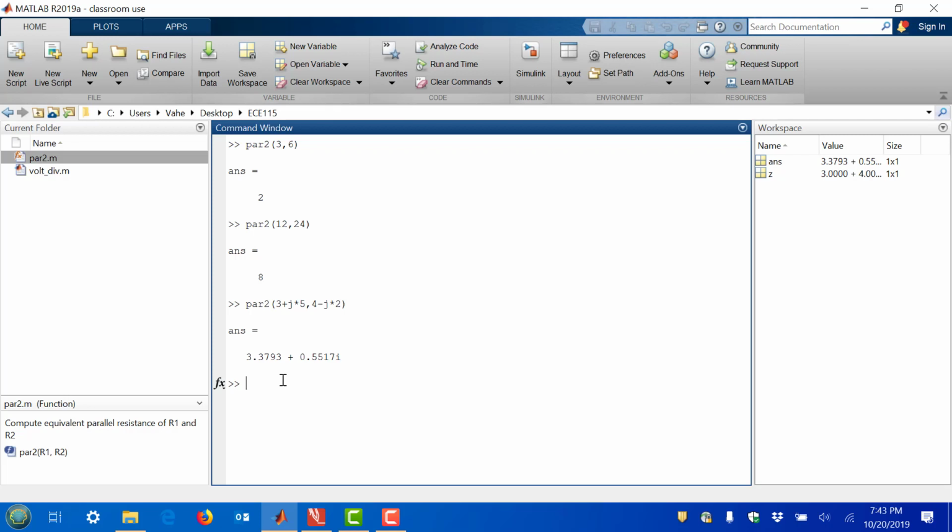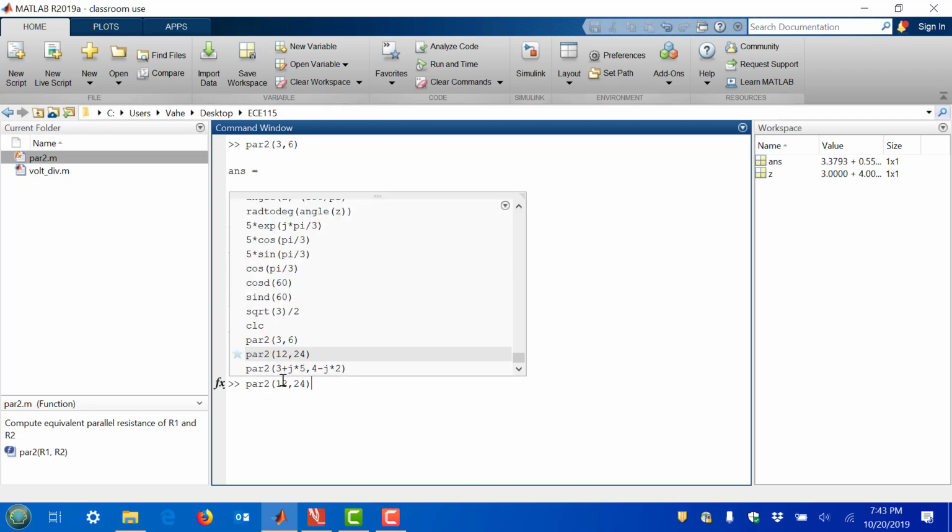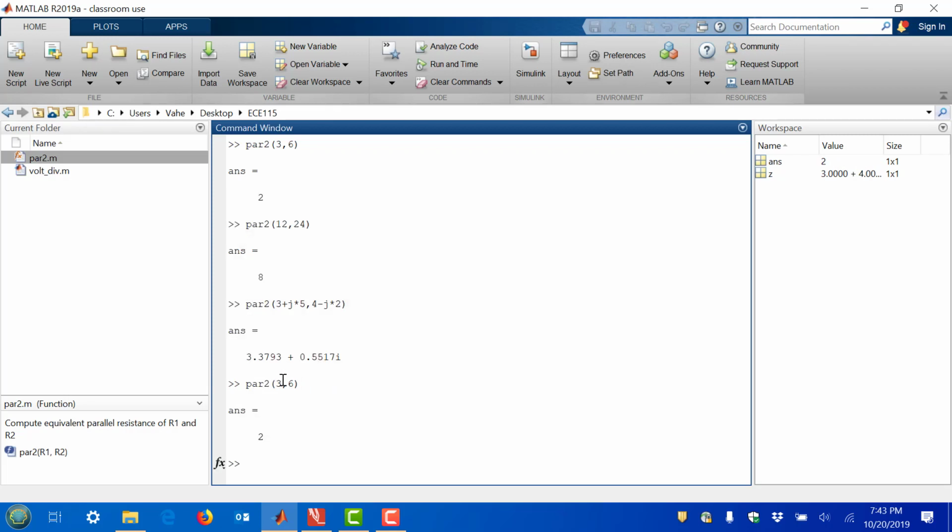3 ohm, 6 ohm, and a 2 ohm. Now, I can just do what I did before, right? 3 parallel with 6 is 2, and 2 parallel 2 is 1, right? So if I do 2, 3, and 6 in parallel, I'm going to get 1. Check it out, right? That's true.